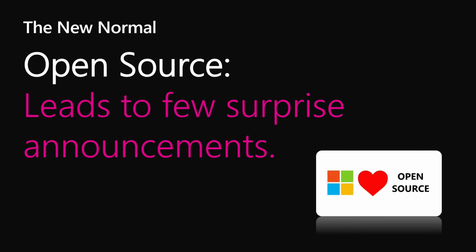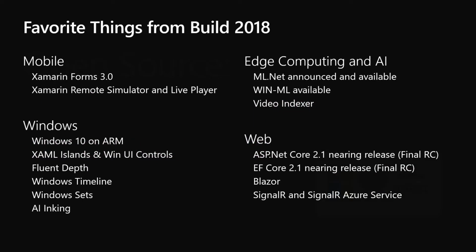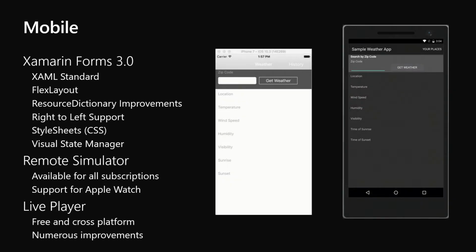We're watching them build things in the open. So when we arrive at Build, sometimes it's like, yeah, okay, that thing we've been working on is ready now. Those are the announcements we're seeing. We're not seeing a lot of things that come out of nowhere and shock us. There will be some, but not as much as in the past. That's kind of the new normal. So here are a few of my favorite things. I had four little areas I focused on: mobile, Windows, web, and edge computing and AI. In mobile, there was Xamarin Forms 3.0 and the remote simulator.